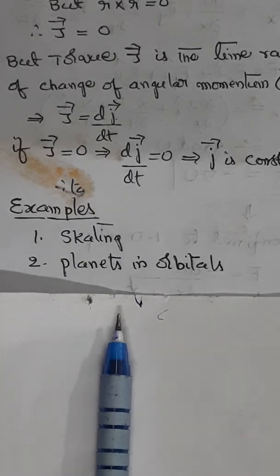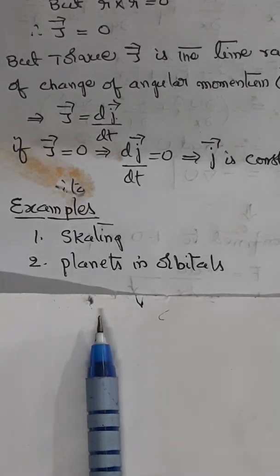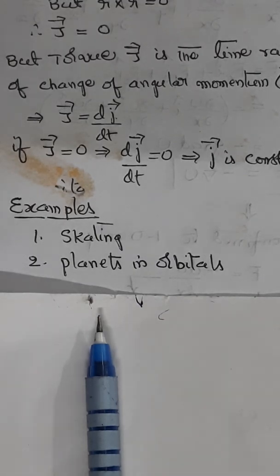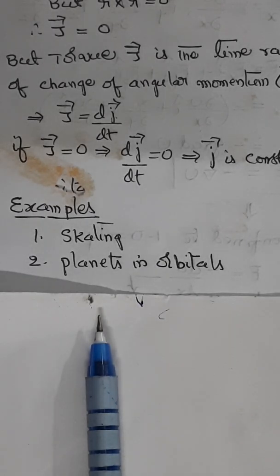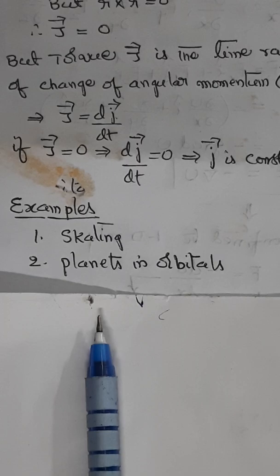I am repeating. One of the examples of conservation of angular momentum is skating. When the skater's arms are extended, the moment of inertia of the skater is greater than when the arms are close to the body, because the mass comes closer and the radius of rotation also decreases. But when we consider the skater as an isolated system with no net external torque acting, if the moment of inertia decreases, automatically the angular velocity increases. So that is one of the examples of conservation of angular momentum.